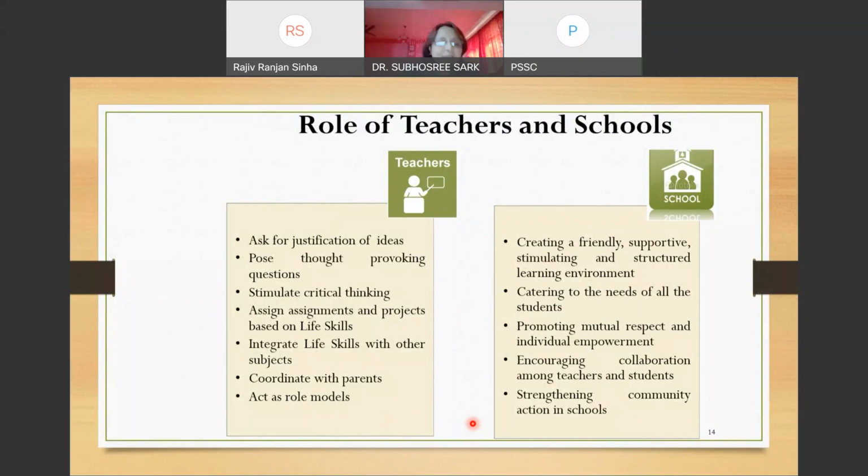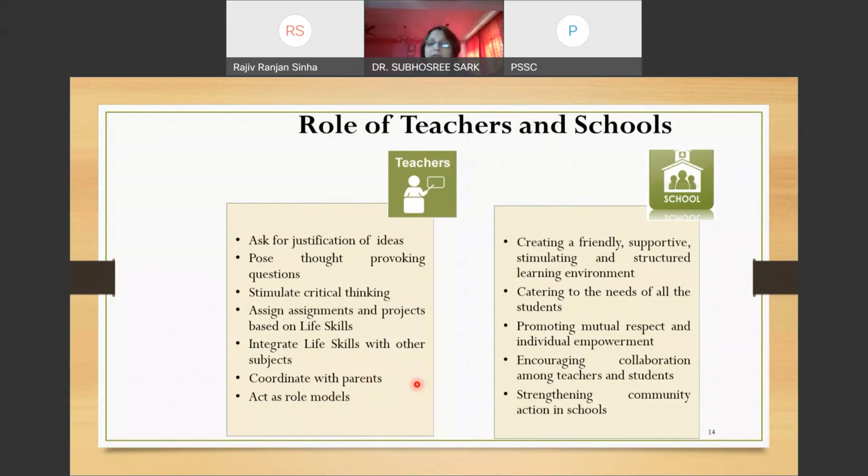So, what is the role of the teacher in schools for teaching the life skills? See, life skill development is a lifelong process. Okay, so what qualities the teacher should have? The teacher should act as a role model. But what qualities the teacher should have? The teacher should be warm, caring, supportive, and enthusiastic.